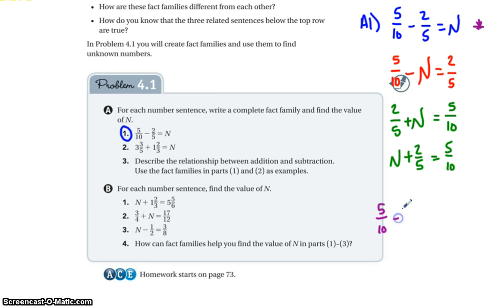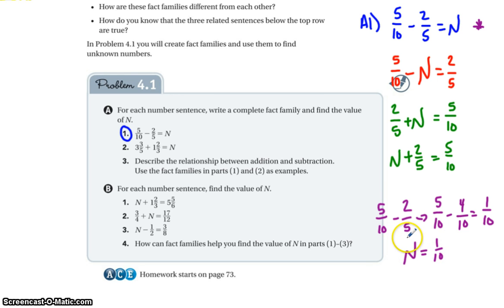So 5/10 minus 2/5. Okay, and again, when we subtract fractions, we have to have a common denominator. So I'm going to rewrite this as 5/10 minus, my 10 would be our common denominator. So that would make 2/5 equal to 4/10. And my answer is 1/10. Okay, so n equals 1/10.